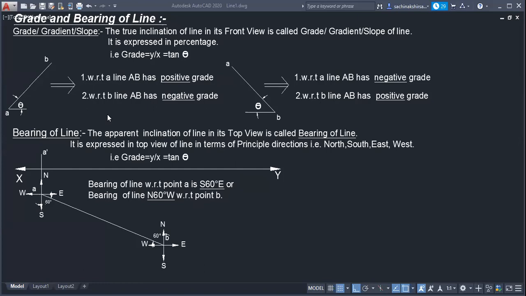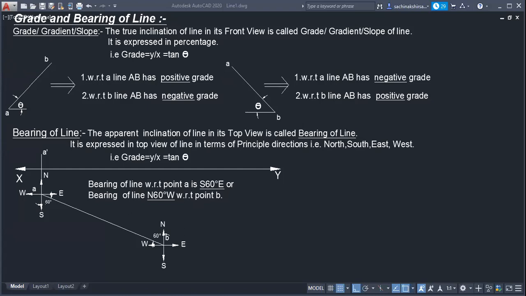50% कसं लिहायचं numerator आणि denominator? 50 divided by 100, 50 upon 100. That is very simple. We can write in terms of numerator and denominator as 50 divided by 100, and we can take tan inverse of that. That will be our theta. Simple.